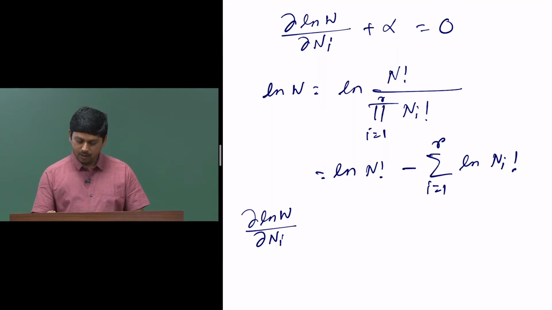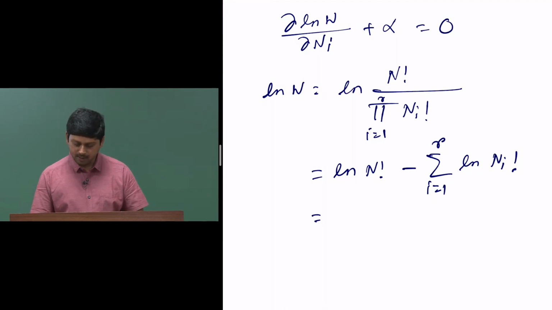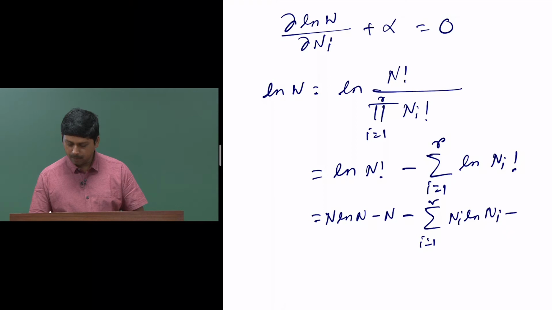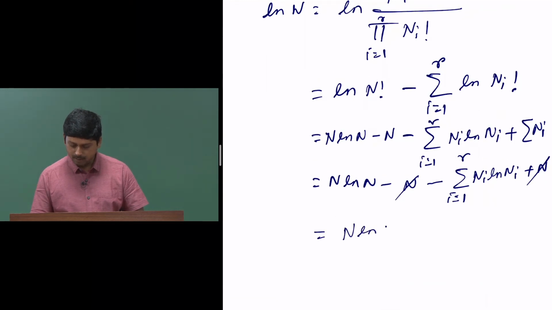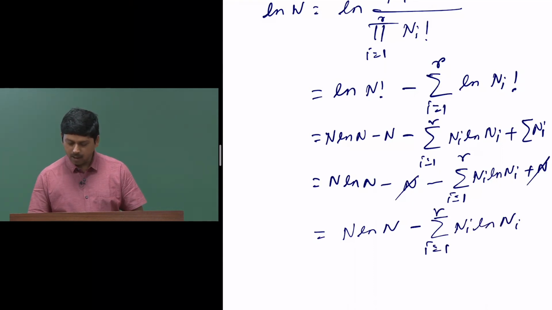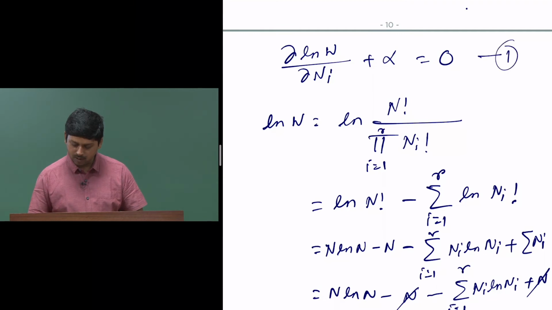Before I do that, I have to satisfy some more things. Let us use Stirling's approximation right here itself. That will be n ln n minus the sum over i equal to 1 to R of n_i ln n_i, plus the sum over n_i, which gives n ln n minus the sum of n_i ln n_i plus n. Plus and minus will cancel, giving us n ln n minus the sum over i equal to 1 to R of n_i ln n_i. I will call this equation 1 because that is very important.